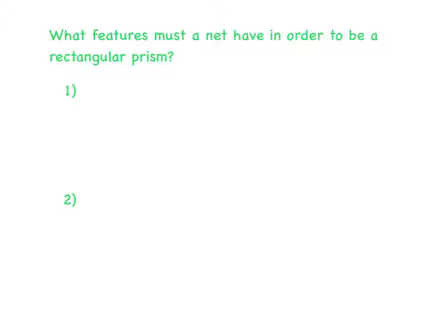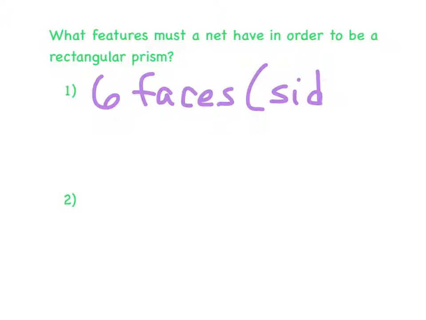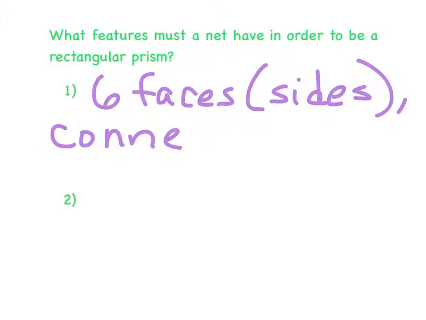What features must a net have in order to be a rectangular prism? Well, we already know that a net of a rectangular prism has to have 6 faces. And faces is just a math word for sides. So 6 faces or 6 sides. And all of those sides have to be connected, so they all have to be in one piece.